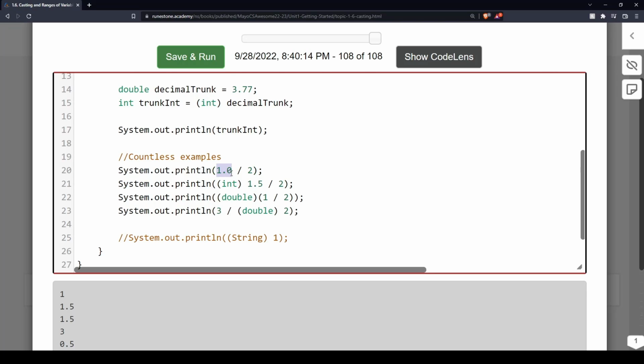So we do 1 divided by 2 equals 0.5. And since the value of that expression is a double, since the return type is going to be a double, then we can keep the decimal points, okay?